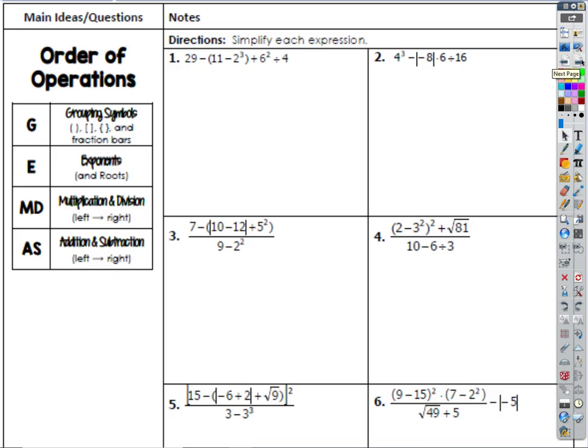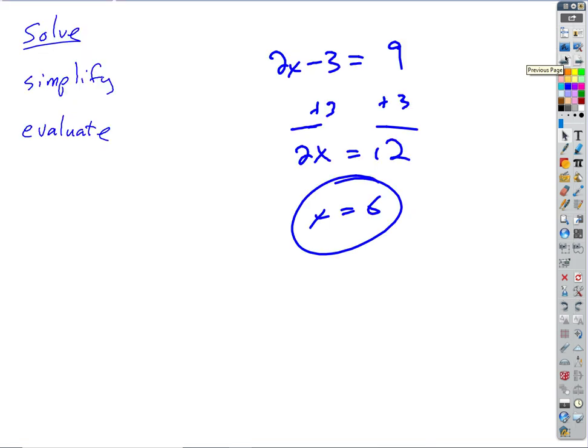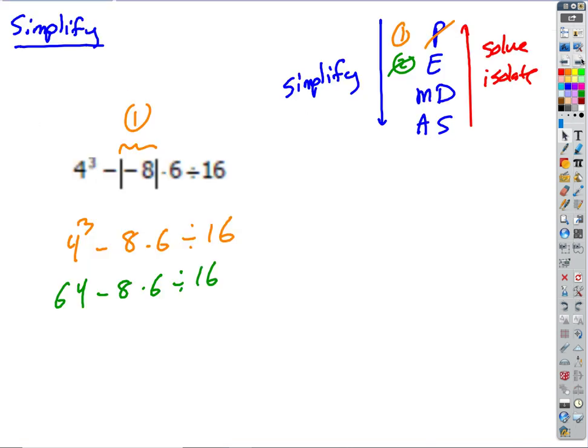We moved on and we wanted to talk about simplifying. Okay, simplifying is pretty straightforward. We're just trying to write things in the simplest possible form. When we're simplifying a numerical expression, we should get a single number out of it, right? And we were just kind of going through the steps of our order of operations steps that we're used to.